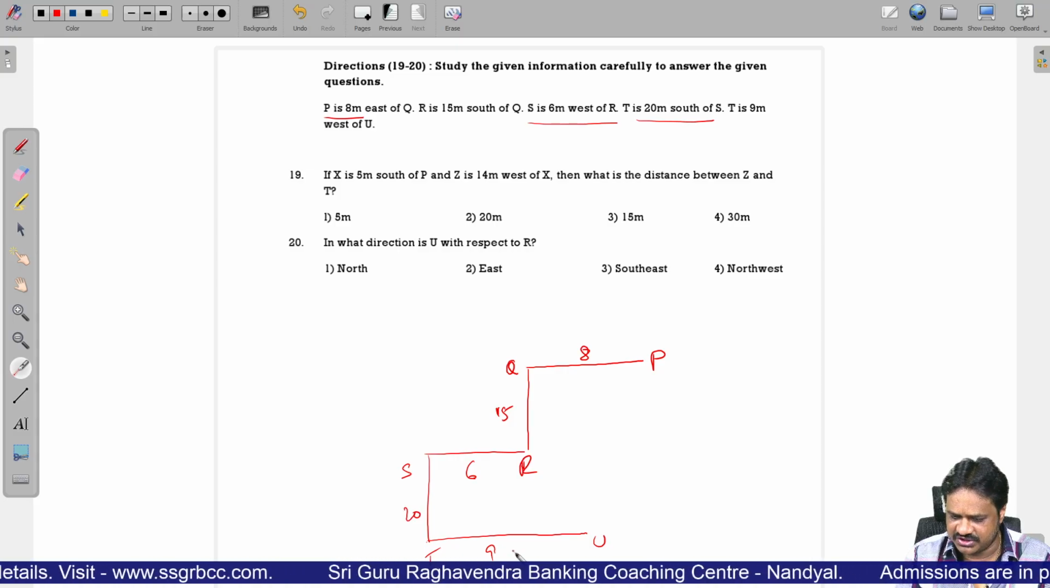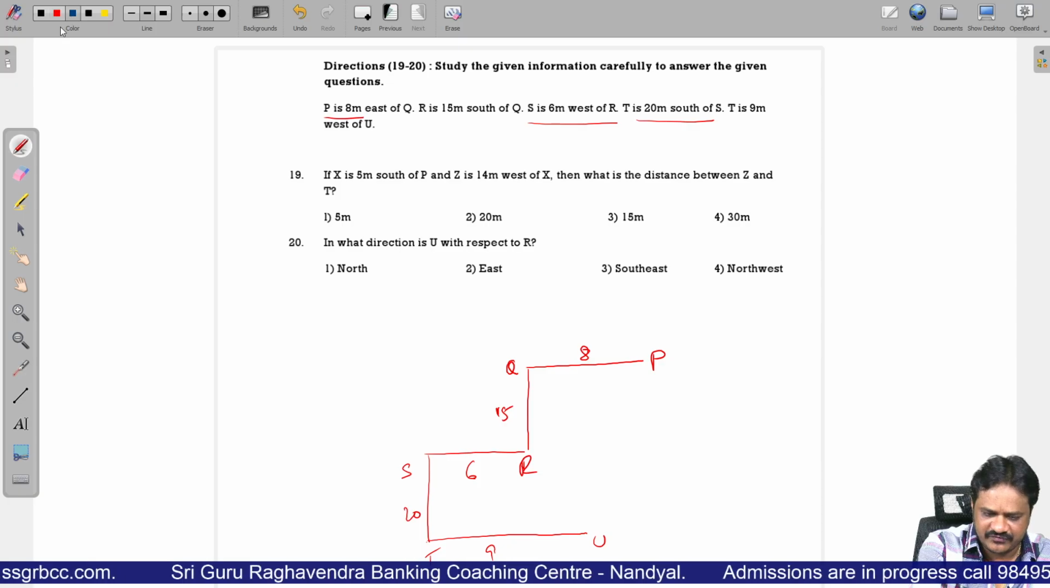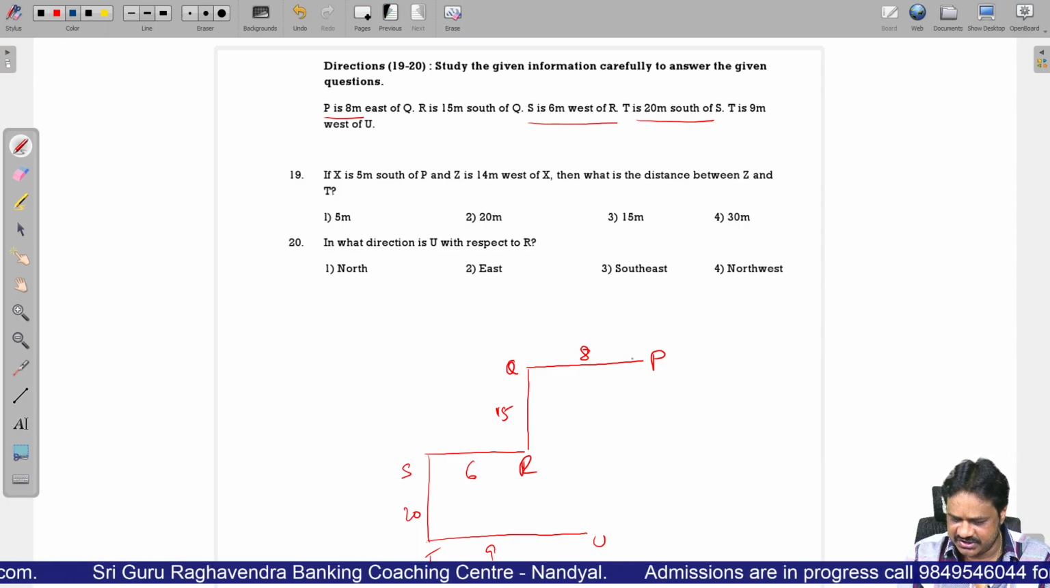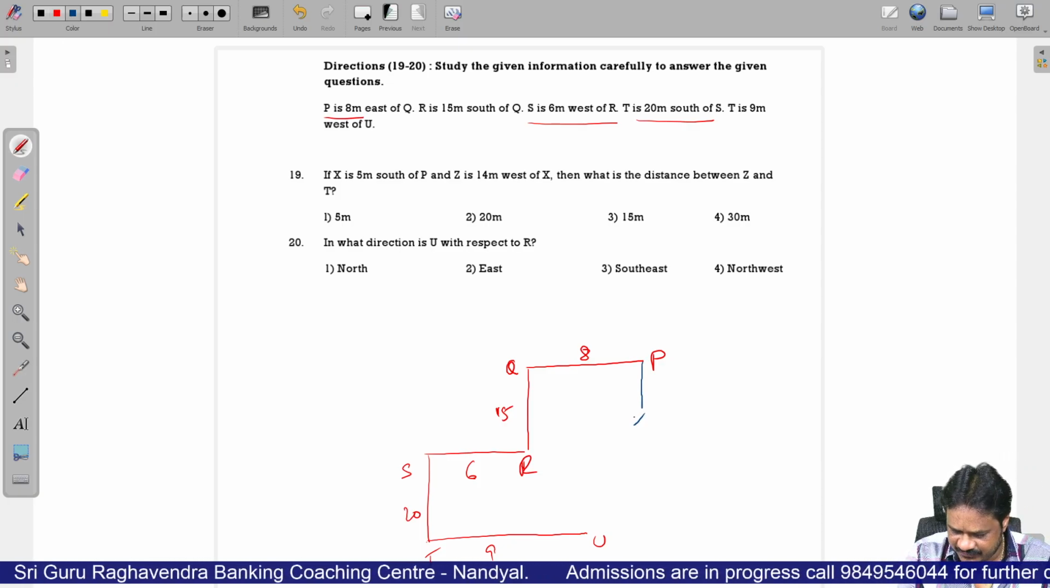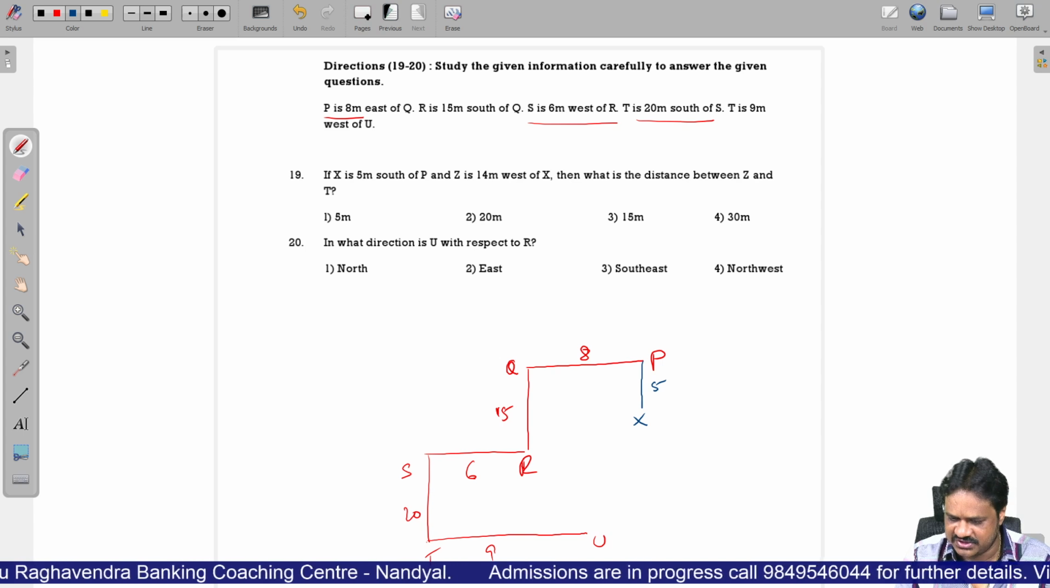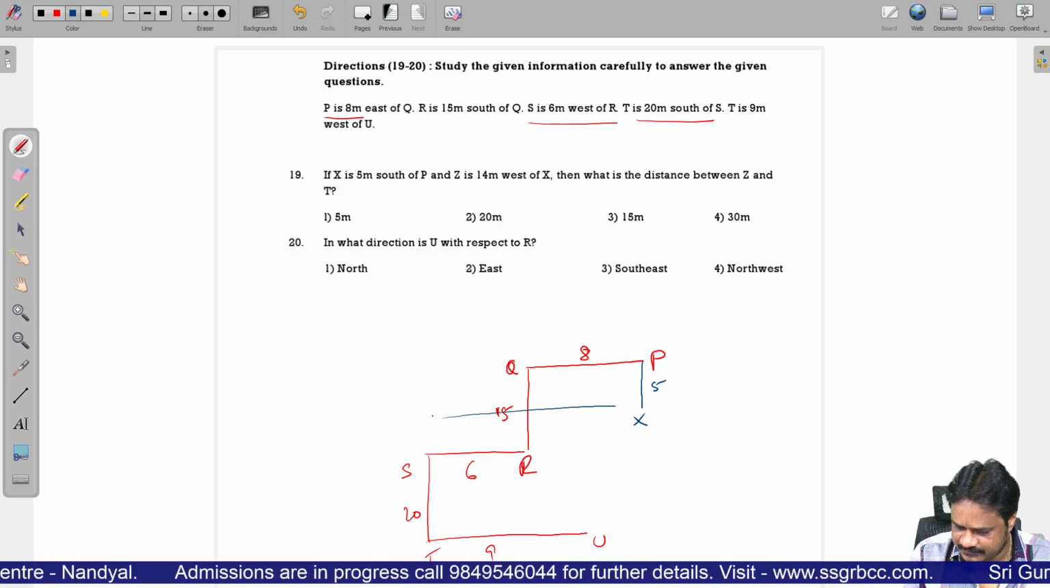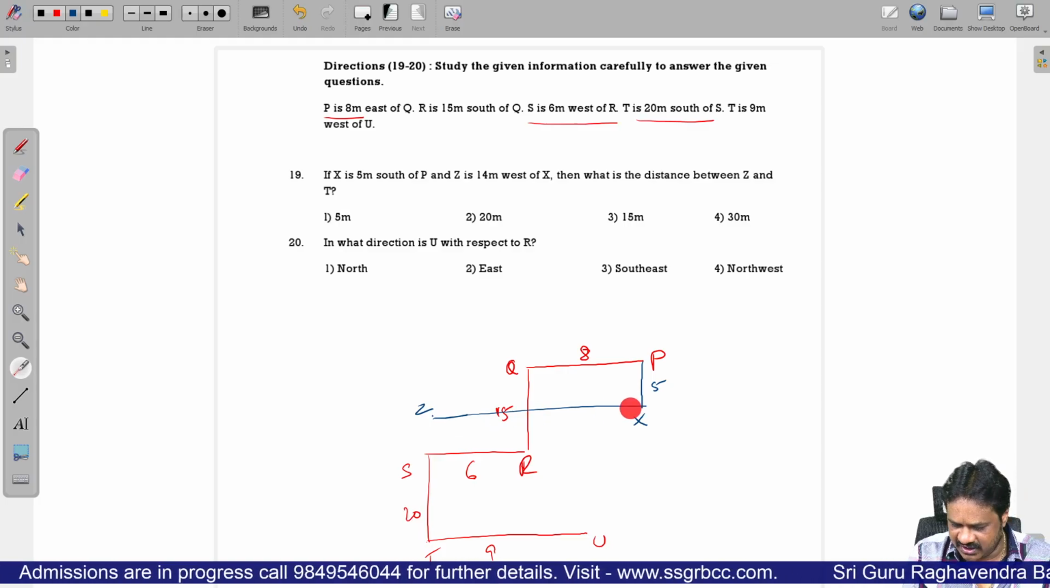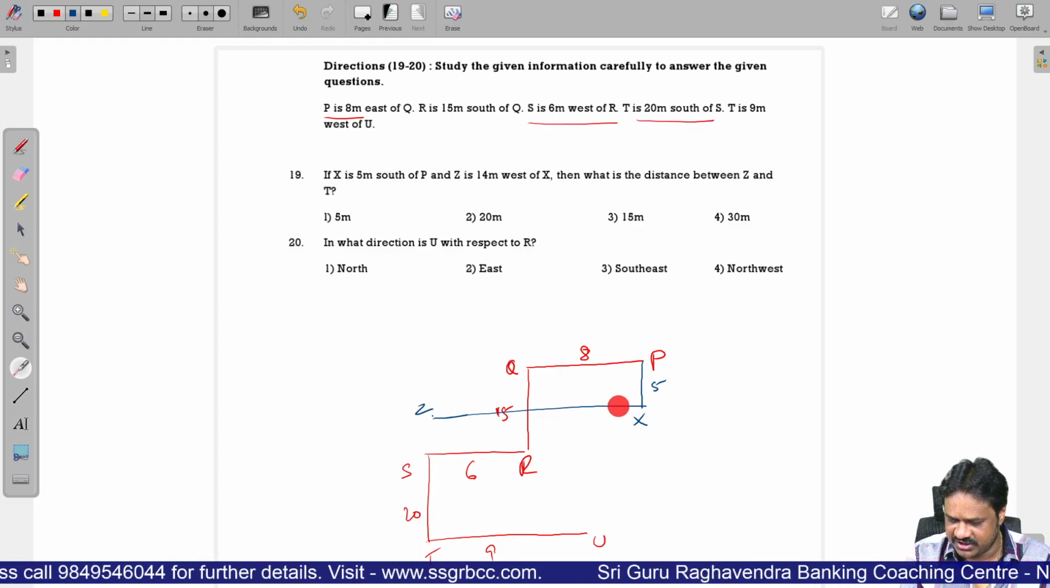Now, what is the question? If X is 5 meters to the south of P, this is X, 5 meters. Z is 14 meters. How can you say this bigger line is 14? Because this is 8 and this is 6, 8 plus 6 is 14. So this is 14 meters, Z.